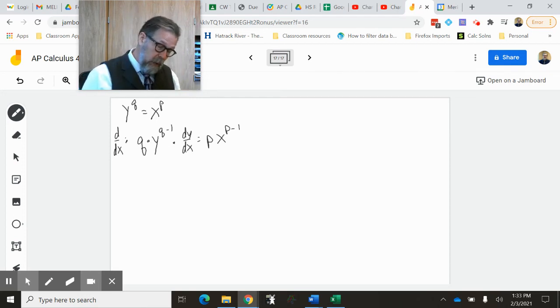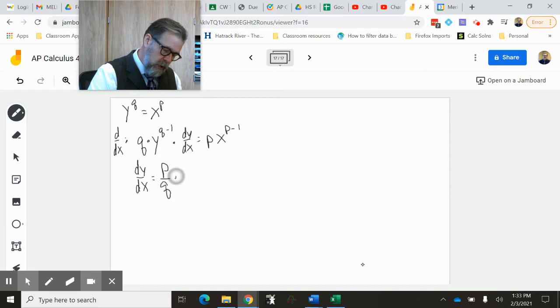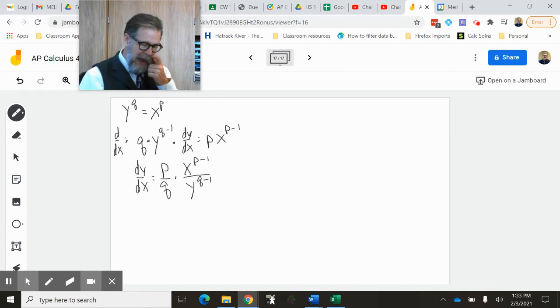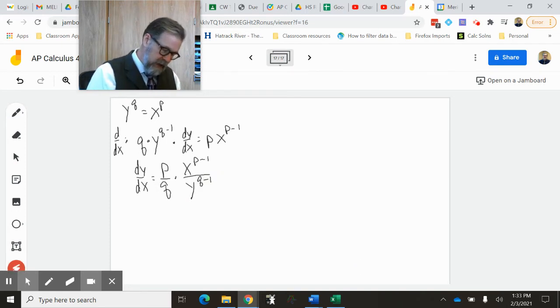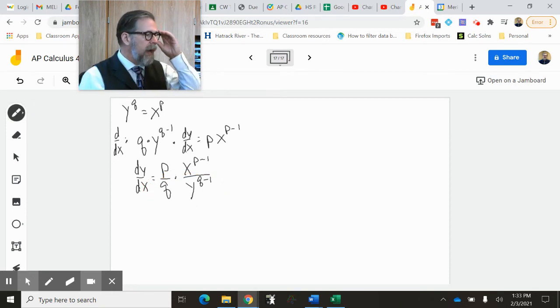So let's see, what are we going to do? Well, first off, I'm going to divide both sides by q, and I'm going to divide both sides by y to the q minus 1. So we now know that the derivative of y with respect to x equals p over q times x to the p minus 1 over y to the q minus 1. Don't be confused by the fact that I separated the fractions. I divided by q and divided by y to the q minus 1. So what do we got next?